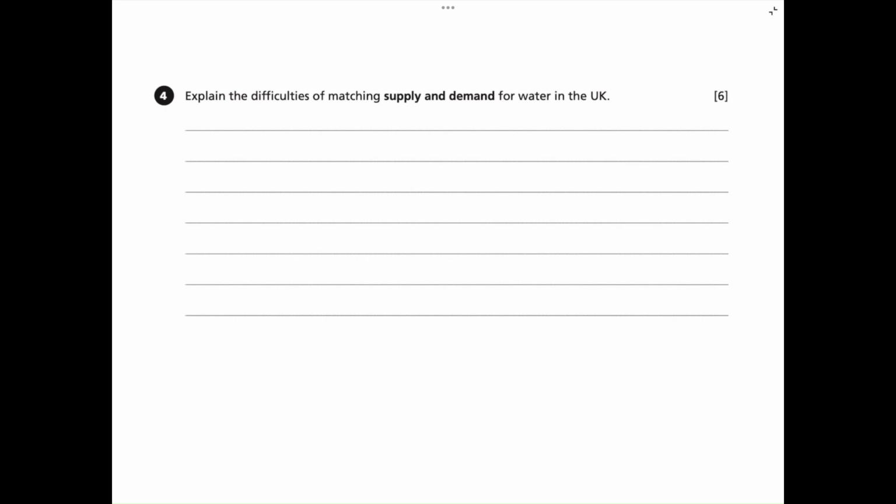Question 4. Explain the difficulties of matching supply and demand for water in the UK. 6 marks. Okay, so let's have a look at this. We need to explain, so say why there may be difficulties in matching supply and demand.